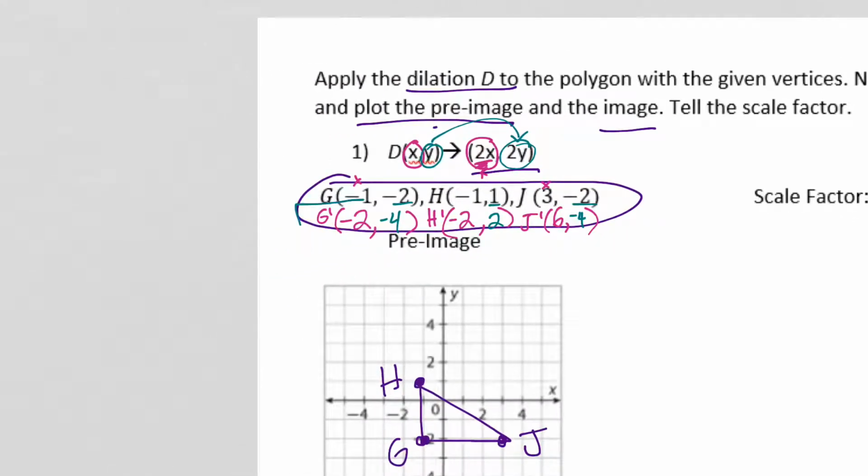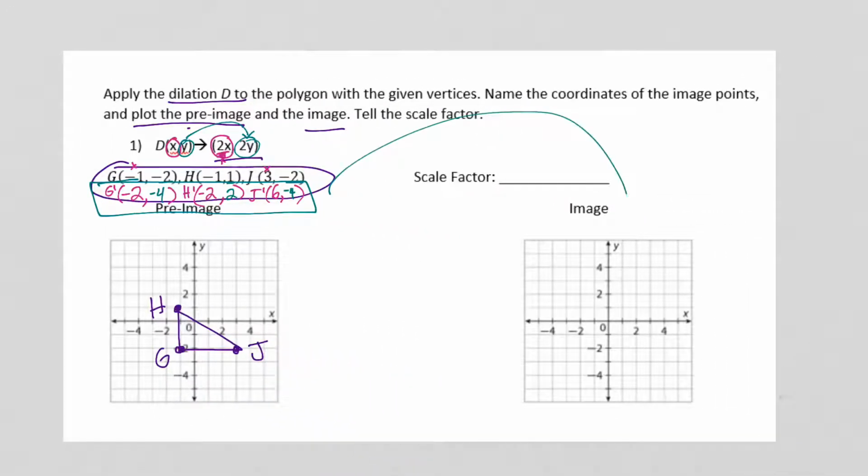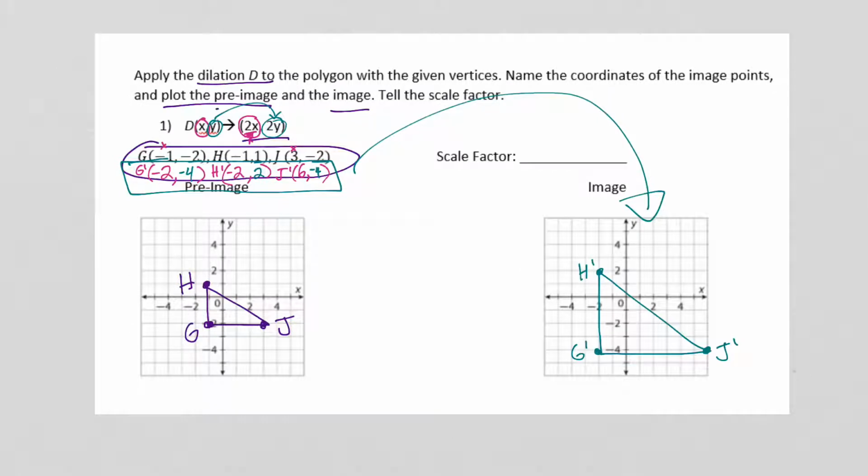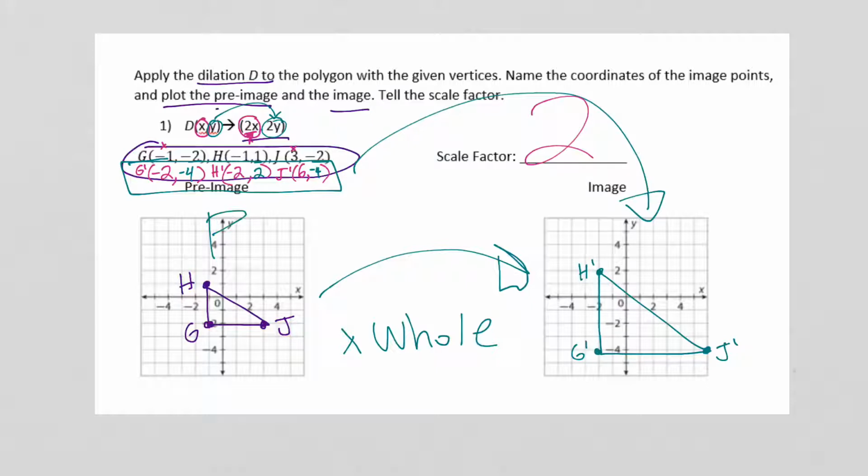So now I'm going to take my image's coordinates, and I'm going to graph him over here. So please graph. So I just graphed my image, and as you can see, my pre-image is smaller than my image. So there was a dilation. So it was multiplied by a whole number because my figure grew. So I have to figure out what it is. Well, it's going to be 2, but let's check.